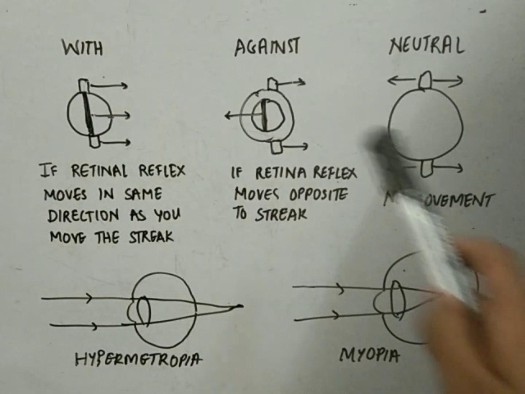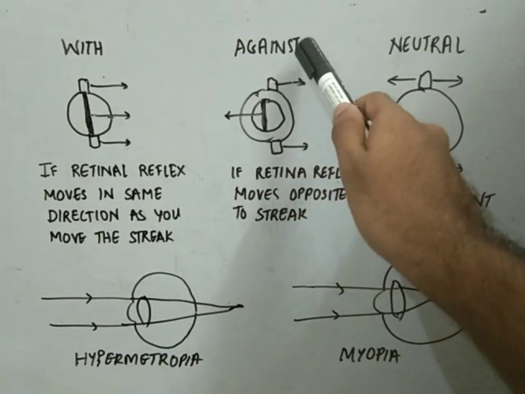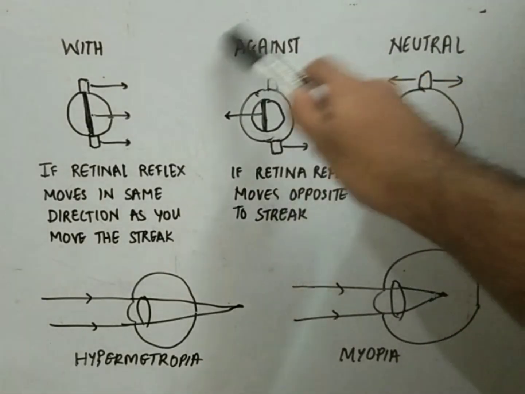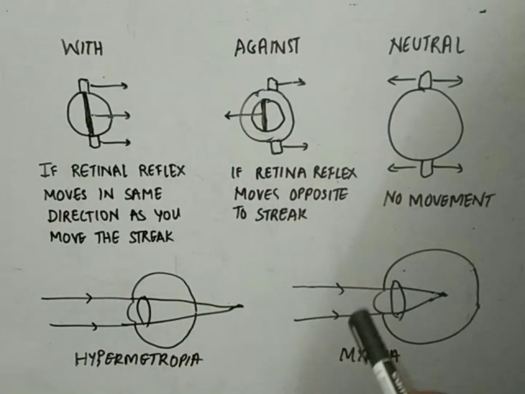Second is against movement. Against movement is seen in the case of myopia. So in myopia, light rays coming from infinity are focusing in front of the retina. So these are more converging rays, and to bring this focus point back onto the retina, we need diverging power. So we use minus lenses. So whenever we get against movement, we use minus lenses to get the amount of refractive error.